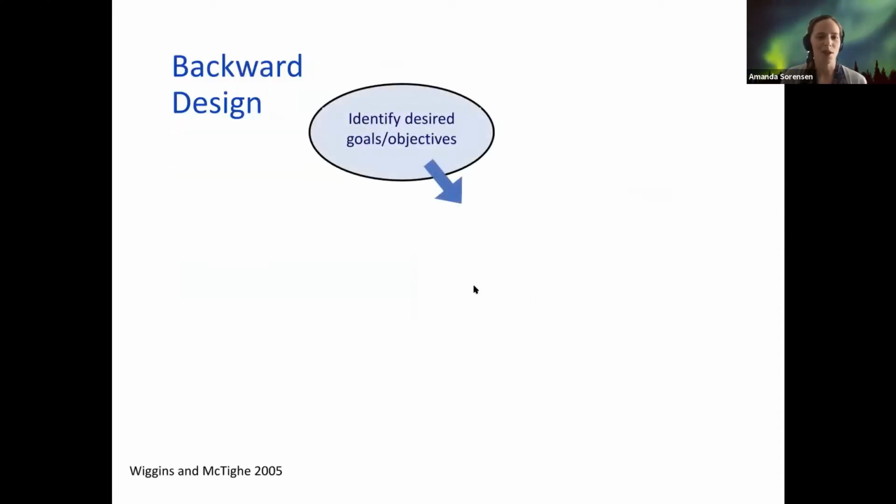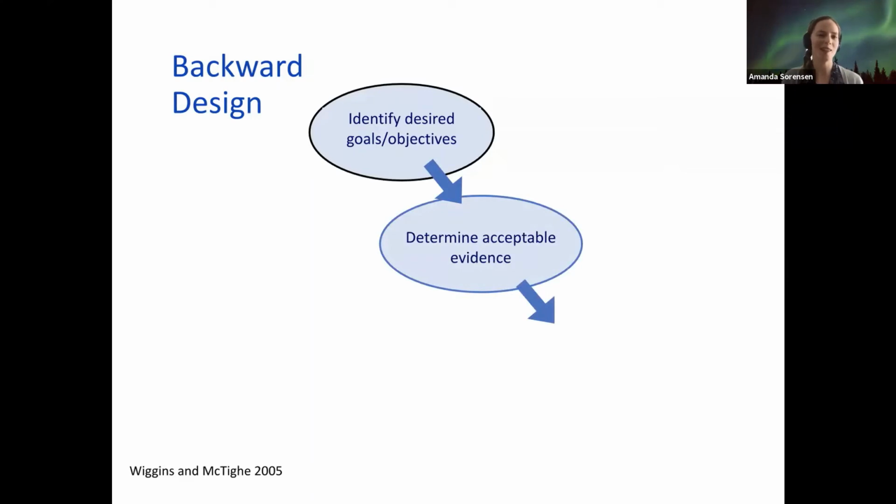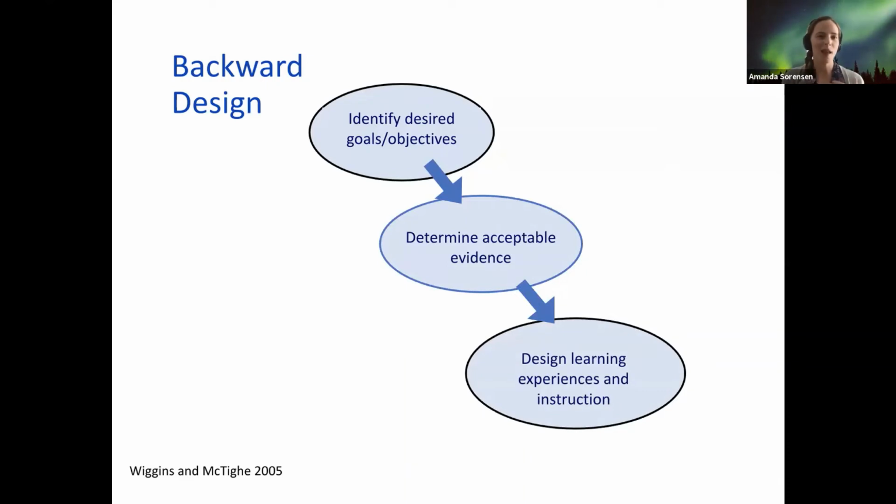Many of you are probably familiar with the idea from Wiggins and colleagues, backward design, where instead of thinking about the activities and moving towards assessment, we think about our goals and objectives for students and the outcomes we want them to have, and then move towards determining the acceptable evidence. What is evidence of the students being successful in these goals or objectives we've set out for them? And then fundamentally from there, designing a learning or instructional experience that gives students the opportunity to get to those goals or objectives.